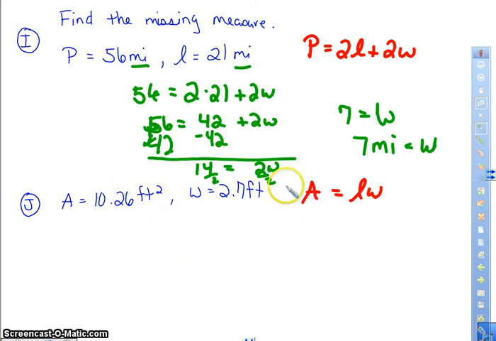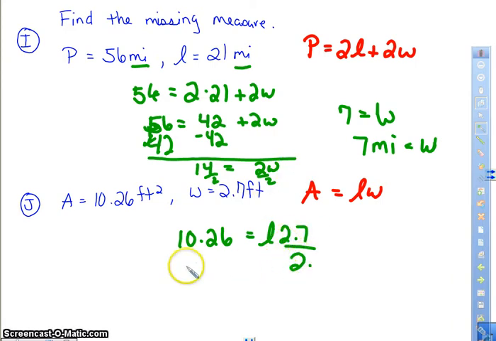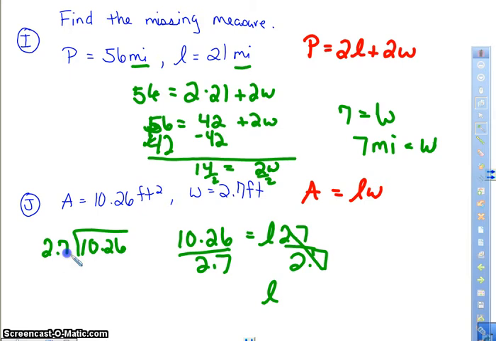So for J, I'm doing area, and I know my area is 10.26. I don't know my length, but my width is 2.7. So since it's length times width, I'm going to divide by 2.7. Okay, so I'm going to do 10.26 divided by 2.7. 2.7 divided by 2.7 is L. So I'm going to do this off to the side. We'll see how much you remember this. So remember that the number on the outside has to be a whole number.